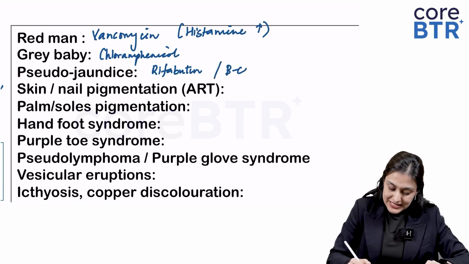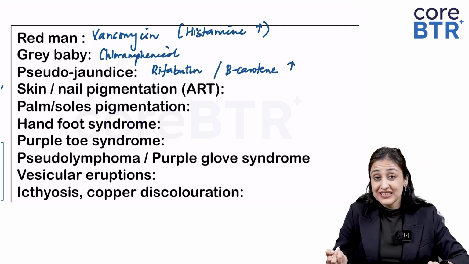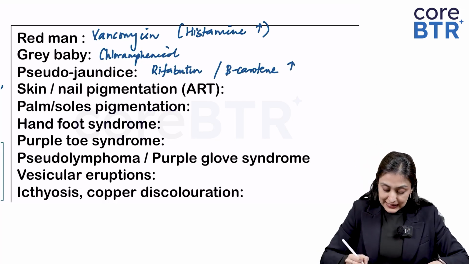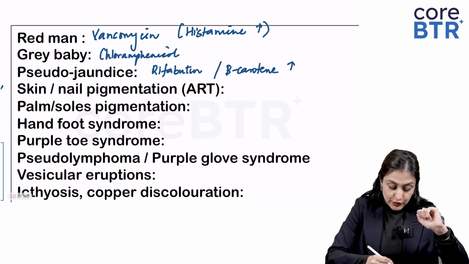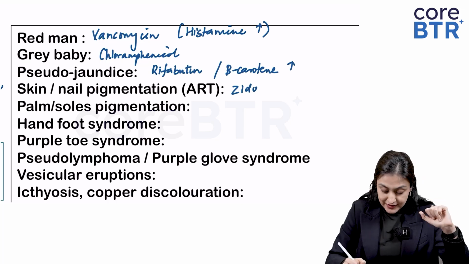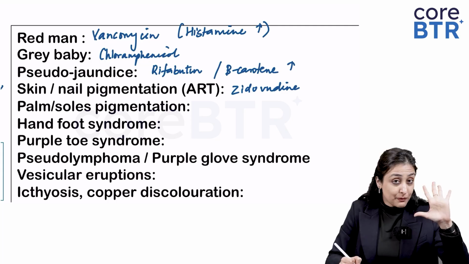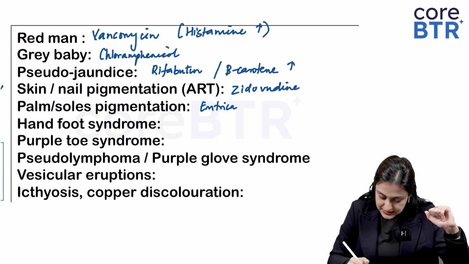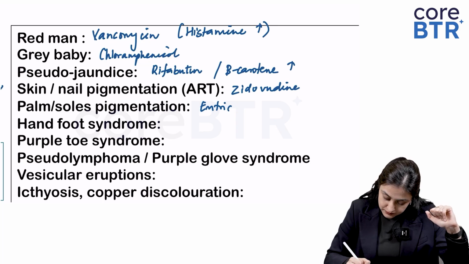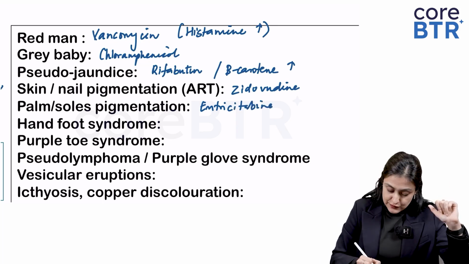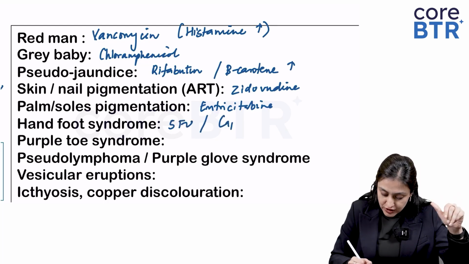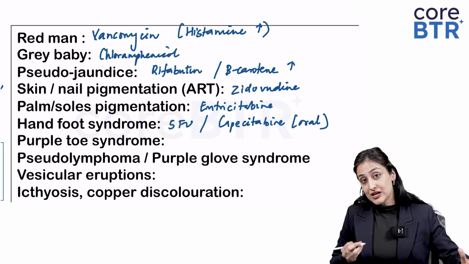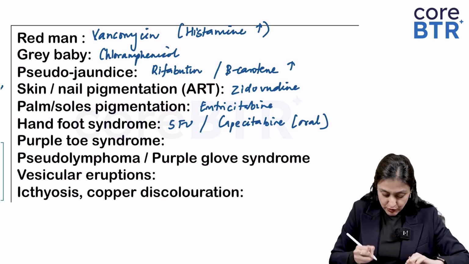Apart from that, even beta carotene, if it is increased, too much green vegetables, carrots can lead to carotenemia, which is pseudo jaundice. Skin and nail pigmentation, ART drug, tell me, zidovudine, right? All of this we will cover in antiretrovirals. So this is zidovudine, whereas palms and soles, emtricitabine. So both of these are your ARTs, emtricitabine. Hand-foot syndrome, this is 5-fluorouracil and its oral prodrug which is called as capecitabine. So this is the oral prodrug. So 5-fluorouracil, capecitabine.